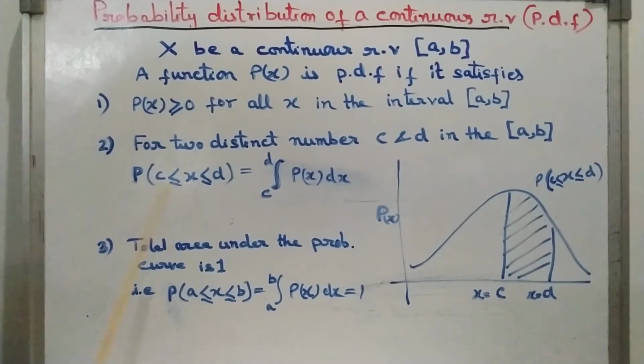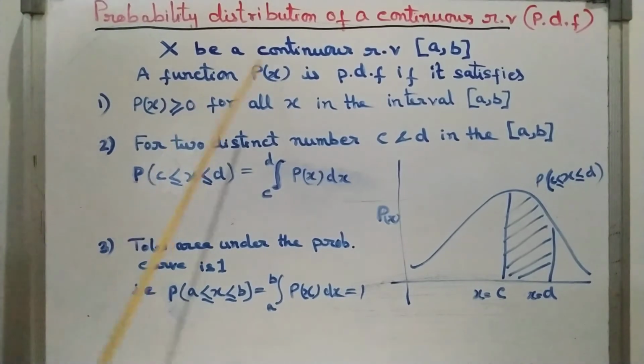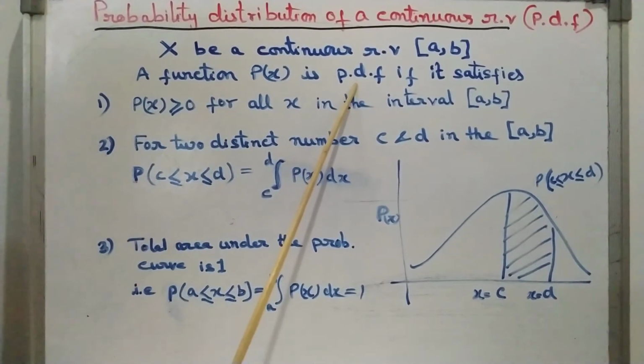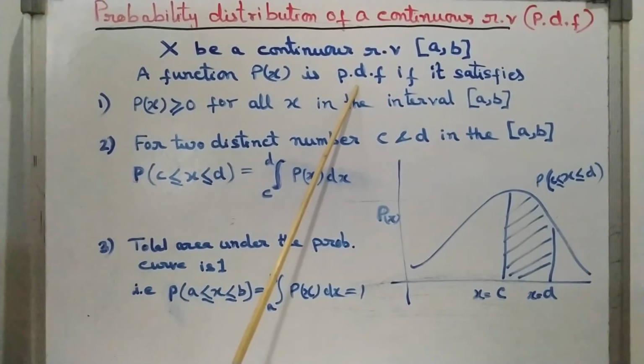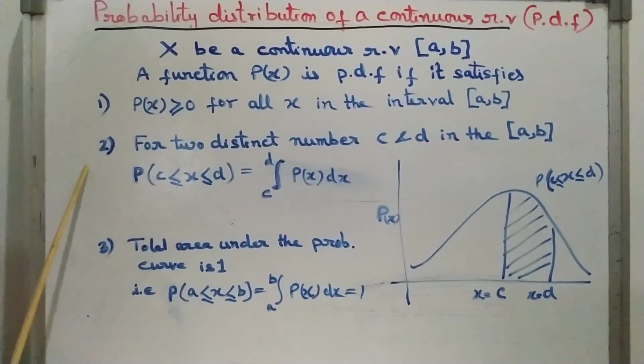So a function P(x) is said to be a probability density function if it satisfies the following three conditions. We sometimes write this probability function in the f(x) form also, but it doesn't matter. We can write either P(x) or f(x). Hope it is clear what is probability distribution of a continuous random variable. A function P(x) is said to be a probability density function, or probability distribution of a continuous random variable, if it satisfies the following three properties.